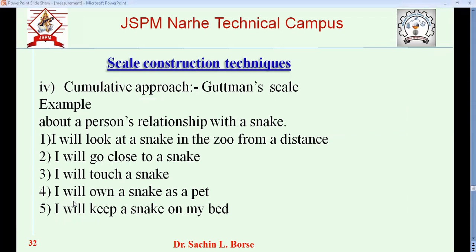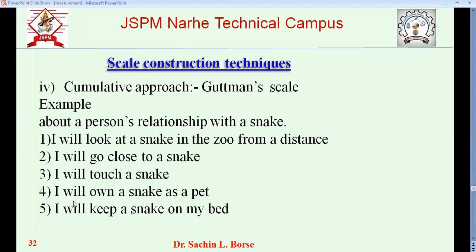Okay. So I will give the example which is more convincing. If I say the statement number 5 is correct, it also means that all the statements before that, 1, 2, 3, 4, are correct. So it is the most convincing example.